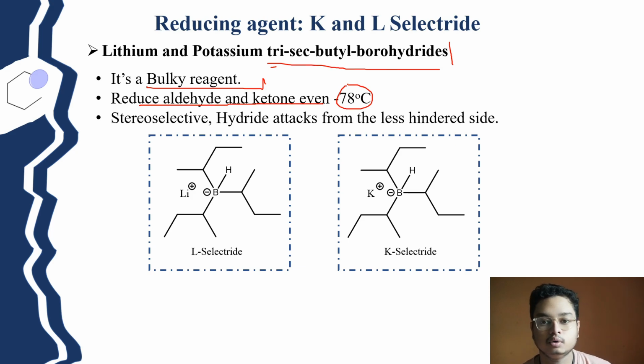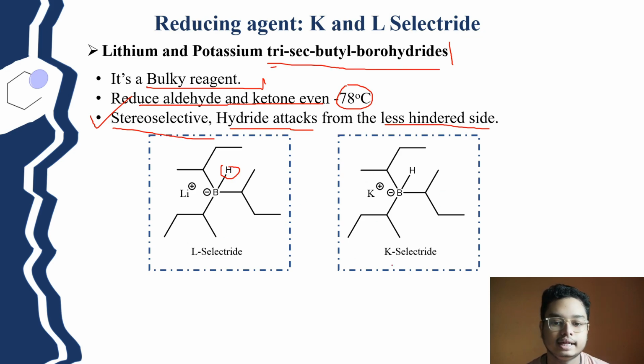If we go via a low temperature based reaction, K and L selectride is still able to reduce aldehyde and ketone. And it is a stereoselective reagent, and this hydride attacks from the less hindered sites because of the steric issues. As we already know, L selectride and K selectride are bulky in nature, so obviously to eliminate the steric repulsion, they will transfer the hydride from the less hindered side of the reactant.